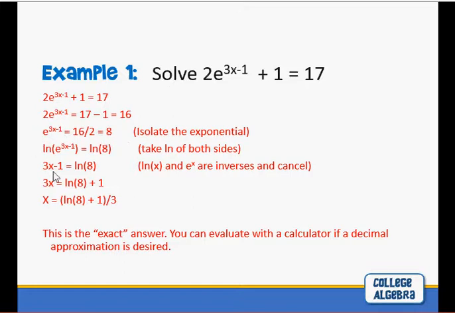If we use natural log, it will wipe e out because it's the inverse. So we take the natural log of both sides here, we get natural log of e to the 3x minus 1 equals natural log of 8. The natural log of e to any power is just the power because natural log is base e. They're inverses. So we just get our 3x minus 1 equals natural log of 8. Add 1 to both sides, divide by 3, and there's our exact answer. And if you want a calculator decimal version, just type it into a calculator.